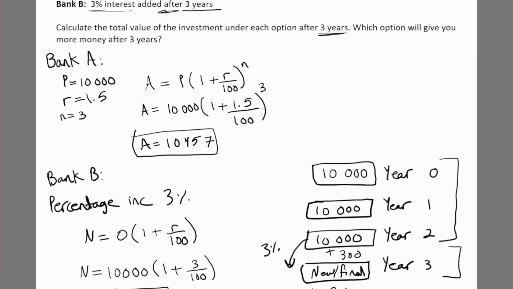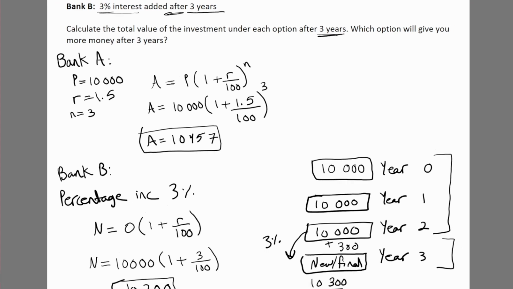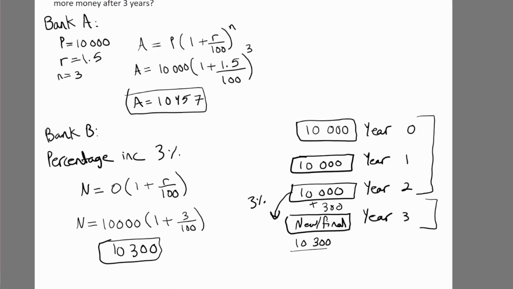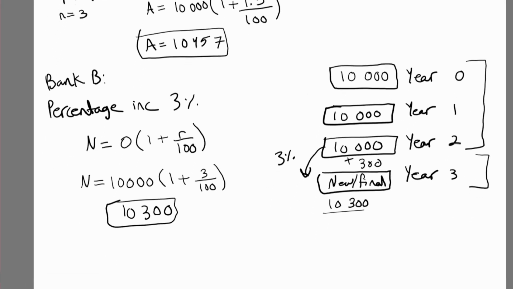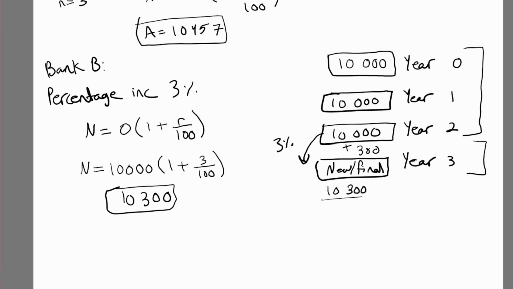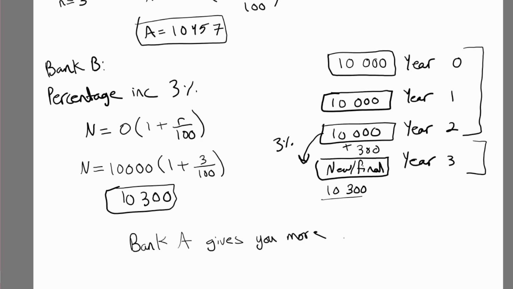So hopefully this is well understood now. At the end of 3 years for Bank B, this is the amount. At the end of 3 years for Bank A, this is the amount. So which option will give you more money after 3 years? Obviously, it's Bank A. So Bank A gives you more money.